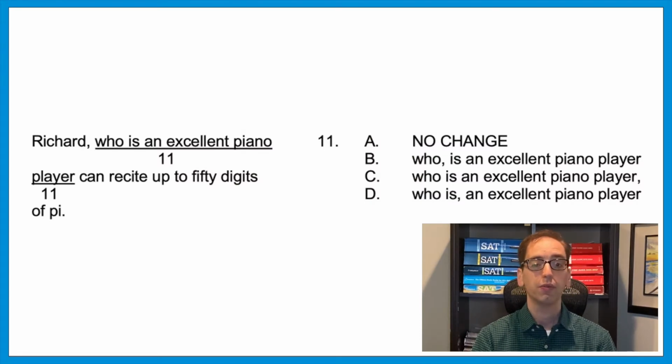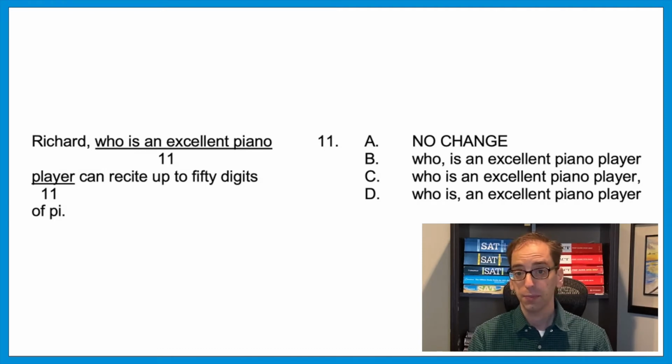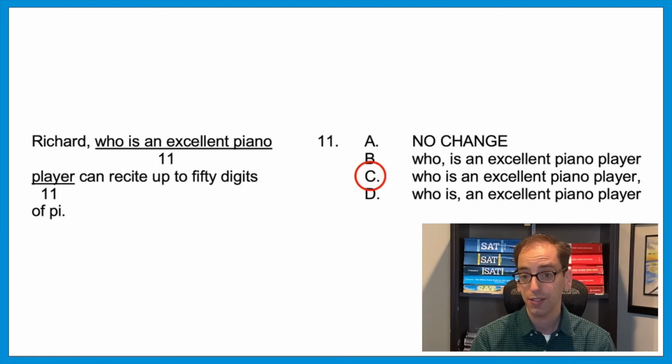In video 12, we talked about how you can use commas to separate information that's not essential. So the question is, does this sentence have information that can be cut? Yes. We don't need that little chunk, who is an excellent piano player. It's a little extra information about Richard, but we don't need it. Let's prove that. I'm going to read the sentence without that chunk. Richard can recite up to 50 digits of pi. That's fine. We don't need it. That means that information could be removed or separated on either side with comma and comma. The answer is C. That separates the info with comma, comma.